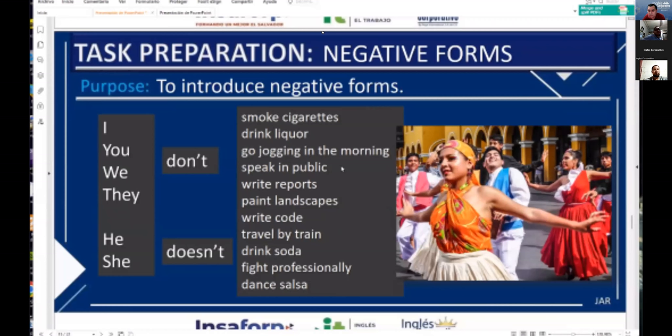Okay. Voy con la tercera persona de he o she. Sería, she doesn't smoke cigarettes. He doesn't drink liquor. She doesn't go jogging in the morning. She doesn't speak in public. She doesn't write reports. She doesn't paint landscape. He doesn't write code. He doesn't travel by train. He doesn't drink soda. She doesn't fight professionally. And he doesn't dance salsa. Third person.